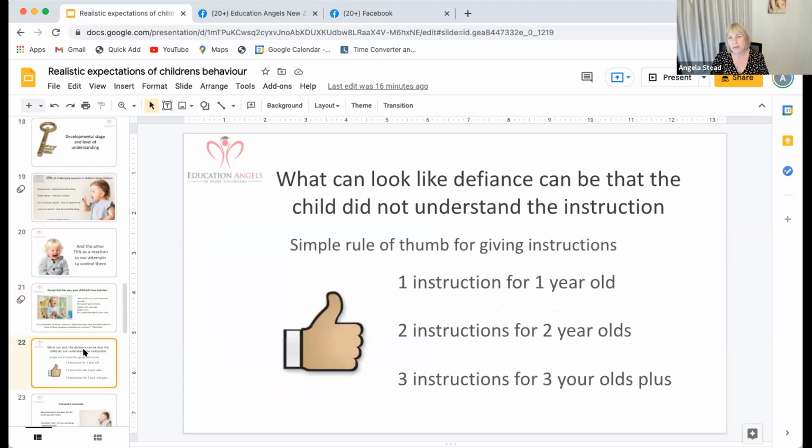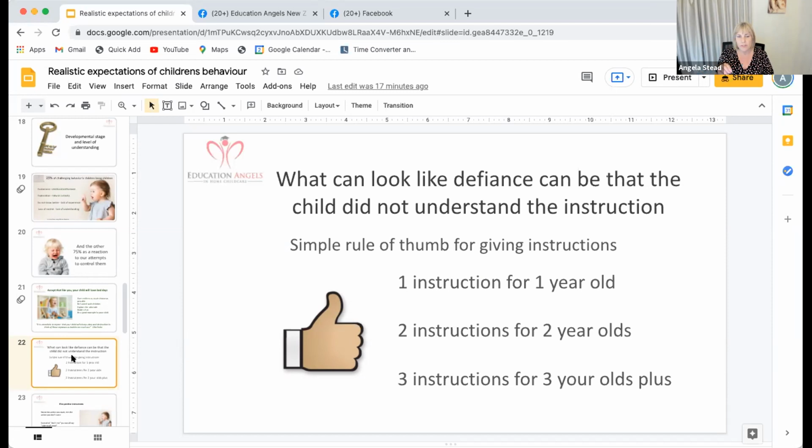So say you're busy and you've got to get ready for the school run. For a 1-year-old, you might say, can you get your coat? For a 2-year-old, it could be, can you put your coat on and get your shoes? And for a 3-year-old, it could be, can you put your coat on, get your shoes, and get your school bag?